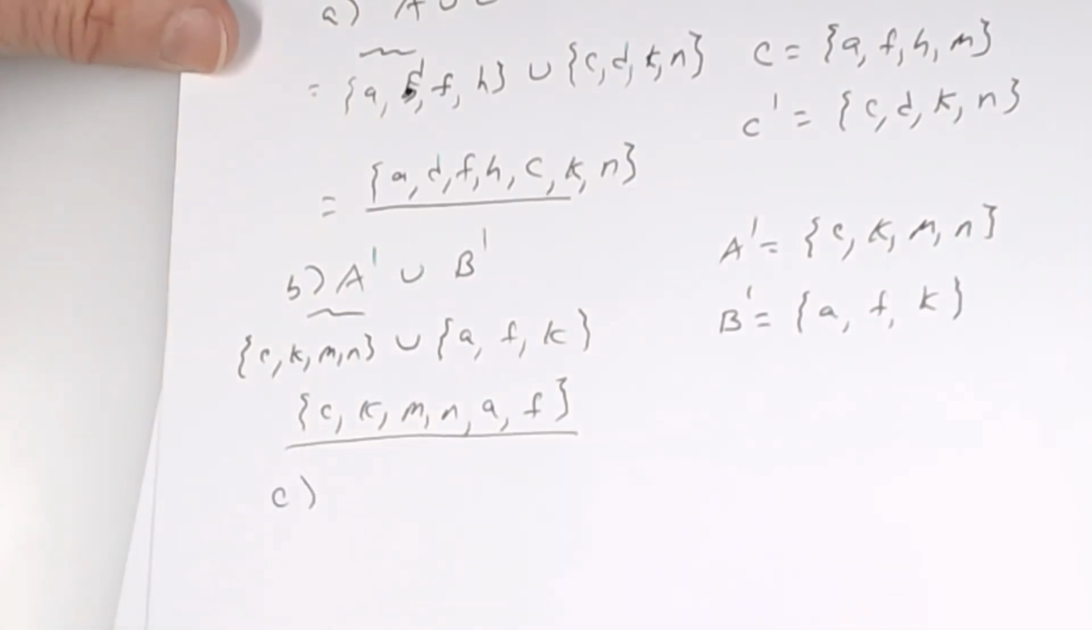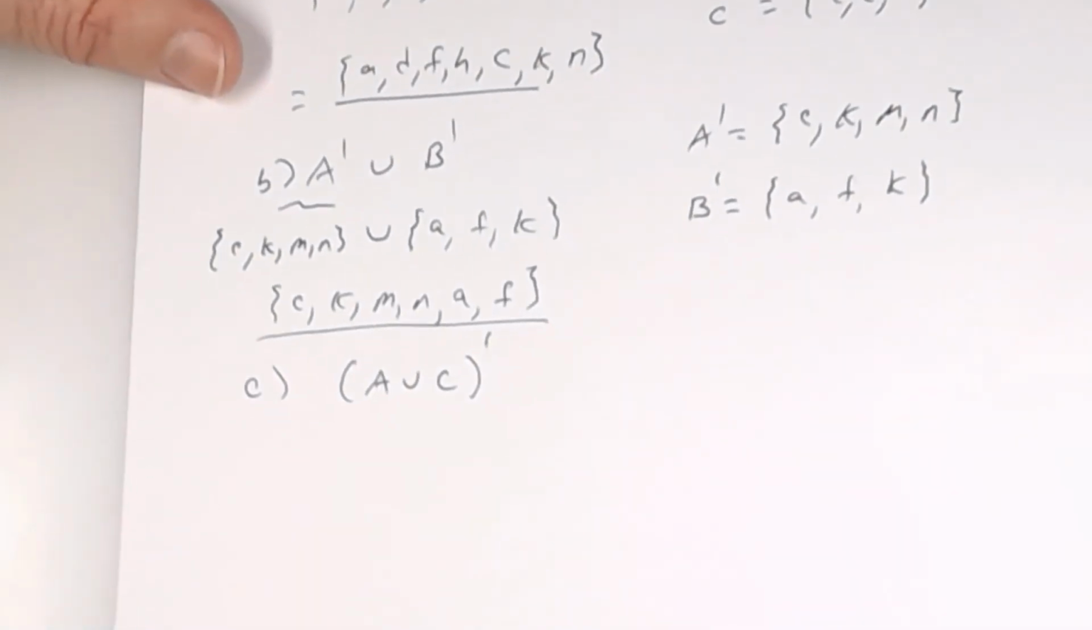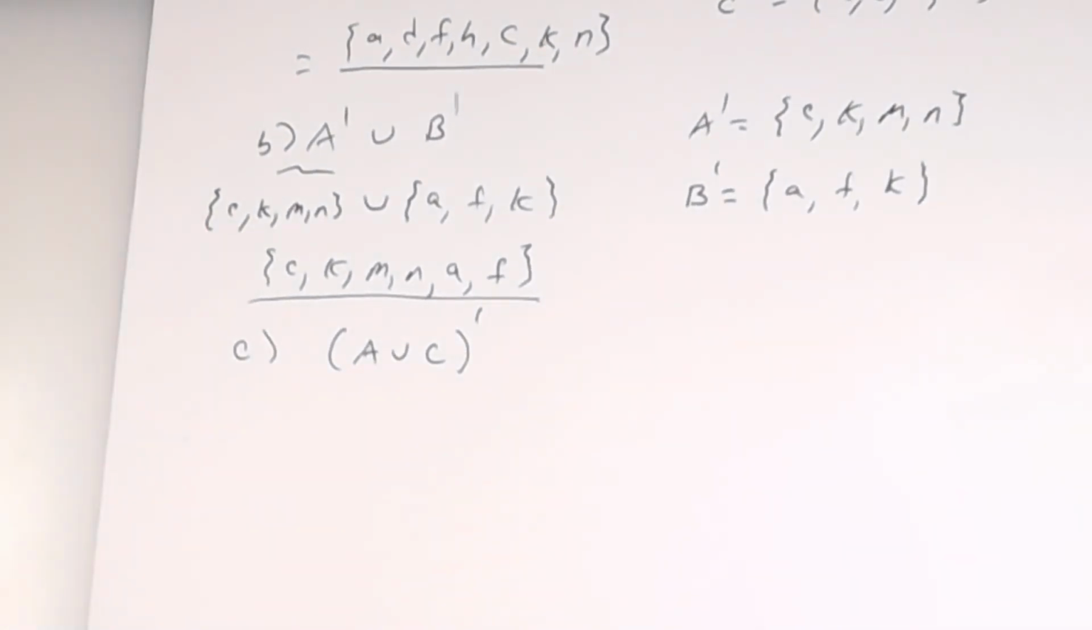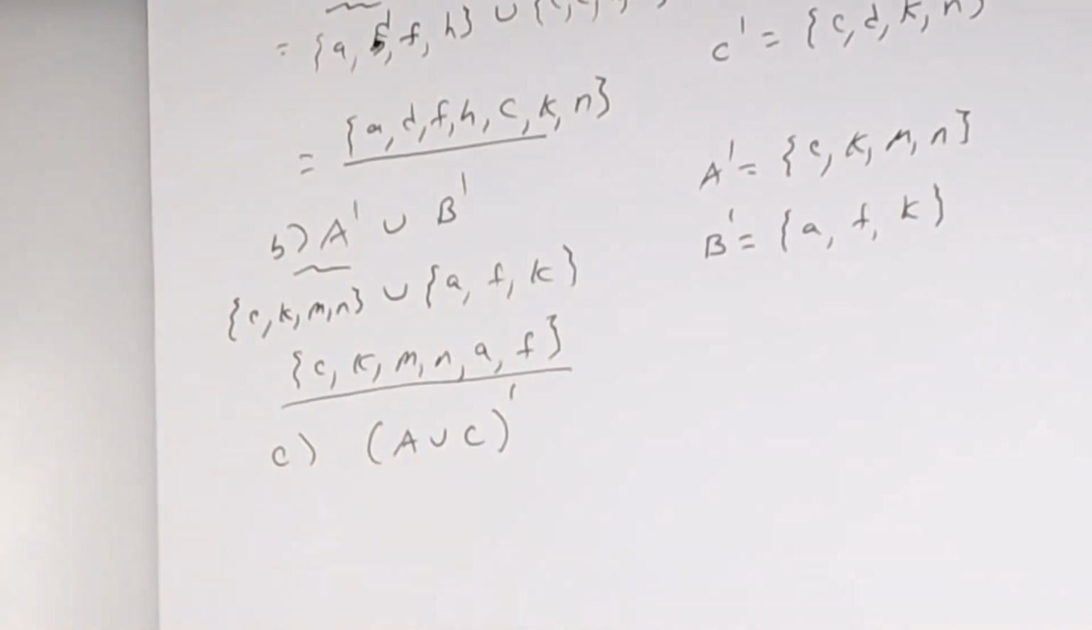All right, letter C. What if you had this? A union C complement. So I think you have enough now, based on what we've done from the beginning of the class period, to know what to do here. So real quickly, take about 30 seconds, and see if you can come up with the answer. So what is A union C complement? All right, so again, I had asked you to find A union C complement. Based on our discussion, what should you have found first?